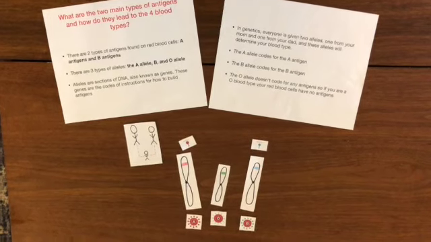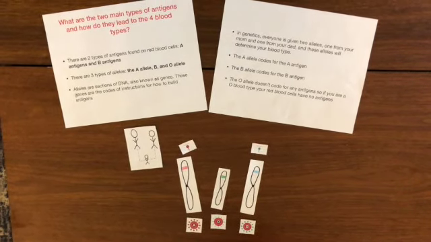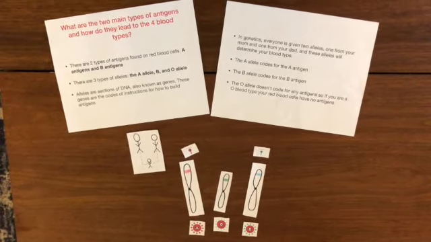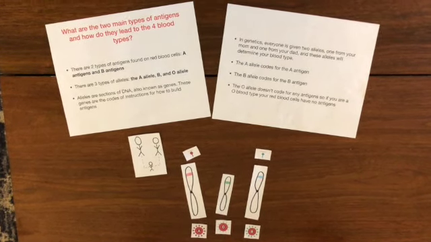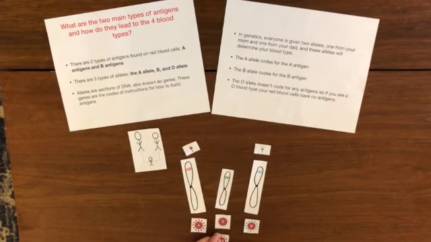Now the final one is that if one parent passes on an A allele and one passes on the B allele, these are both dominant, they're going to work together, and you're going to have an AB blood type.